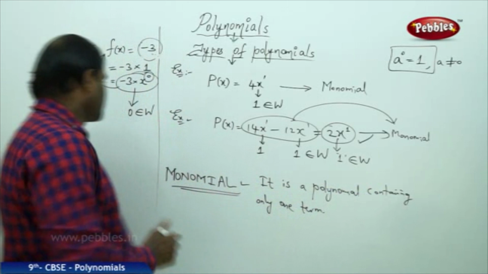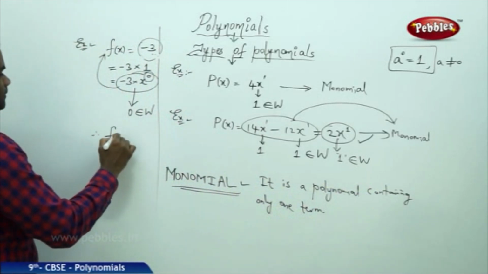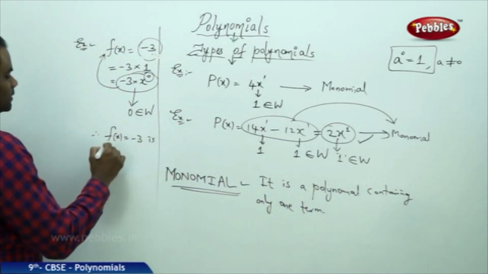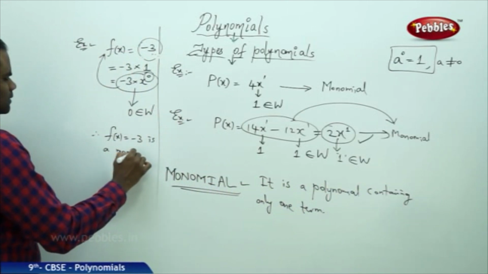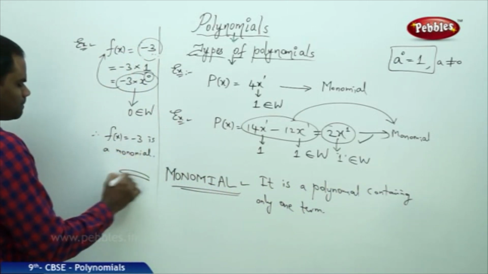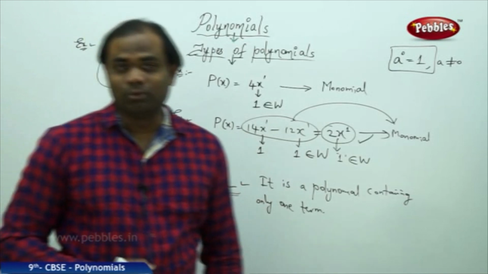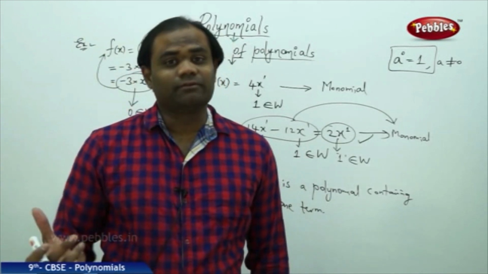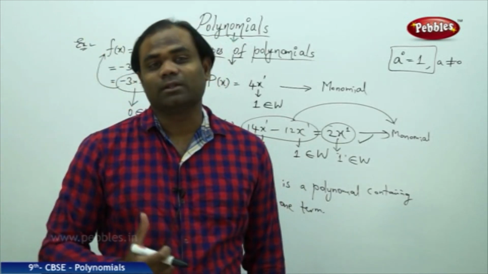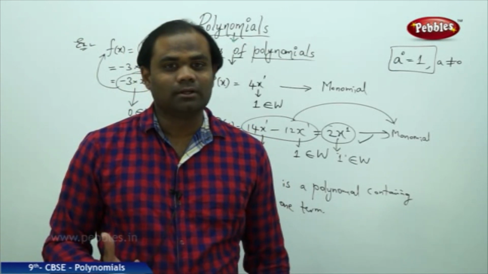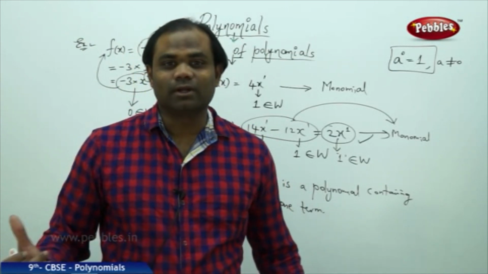term, and therefore f of x is equal to -3 is a monomial. This is how I understand monomial as the definition of a polynomial with one term. Monomial is a polynomial of one term.